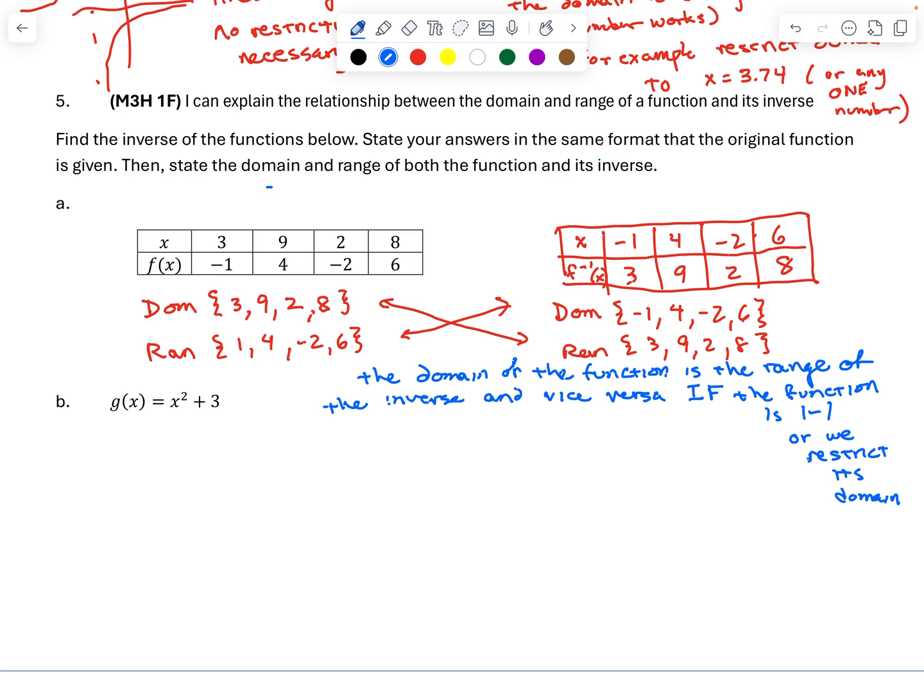Okay, so this is a useful little factoid, but you do have to be careful with functions that aren't one-to-one. So for instance here, if I look at x plus 3, the domain is all reals, and the range is just the numbers bigger than 3. Why didn't the 3 come out?